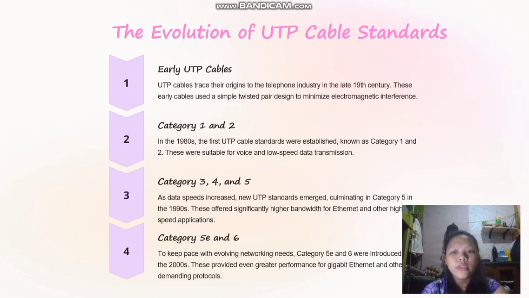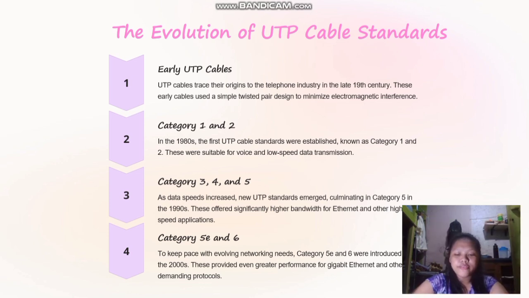The evolution of UTP cable standards. First, early UTP cables. UTP cables trace their origins to the telephone industry in the late 19th century. These early cables used a simple twisted pair designed to minimize electromagnetic interference. Second, Category 1 and 2. In the 1980s, the first UTP cable standards were established, known as Category 1 and 2. These were suitable for voice and low-speed data transmission.